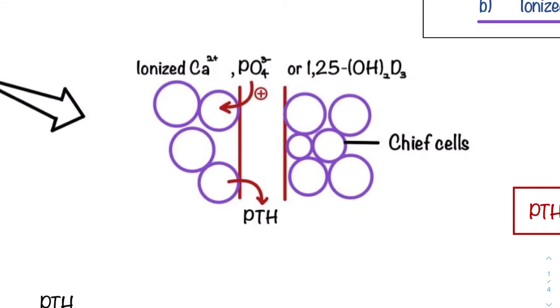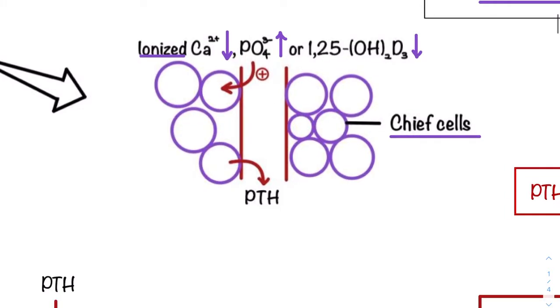Now let's take a look at these chief cells of the parathyroid gland. So first of all, they will detect changes in calcium, in ionized calcium. So whenever the calcium that they love goes down, or if the phosphates that they hate goes up, or if there is low levels of 1,25 dihydroxy cholecalciferol, which is a derivative of vitamin D, it will be detected by these chief cells, and these chief cells will then secrete parathyroid hormone.